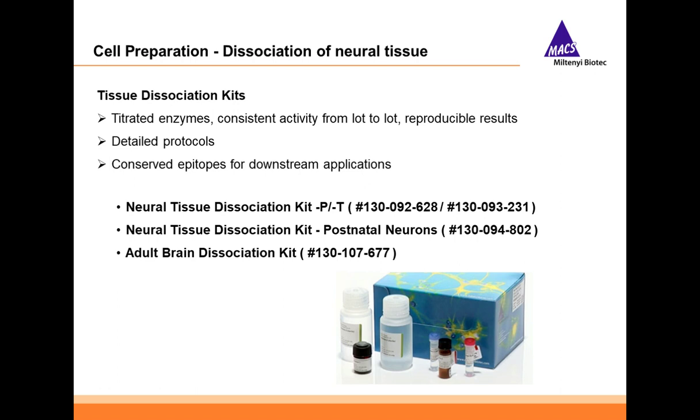For neural tissue dissociation, we developed kits optimized for the special needs of neural tissue. We have titrated enzymes, consistent activity from lot to lot, and these kits really give you reproducible results. We also give detailed protocols, and it's very important that these kits ensure conserved epitopes for downstream applications, so that your separation or analysis works afterwards. We have different kits with different enzymes, optimized for neonatal as well as adult tissues. For neonatal tissue, we have the Neural Tissue Dissociation Kit PNT, and there's also one kit optimized for postnatal neurons. For the special needs of adult neural tissue, we developed the Adult Brain Dissociation Kit.